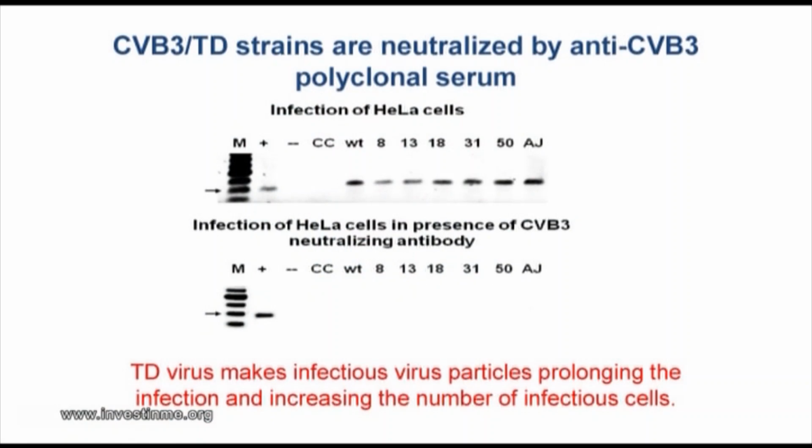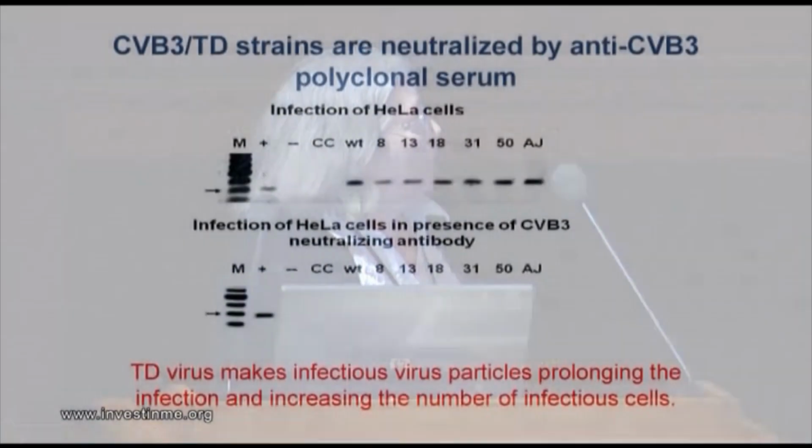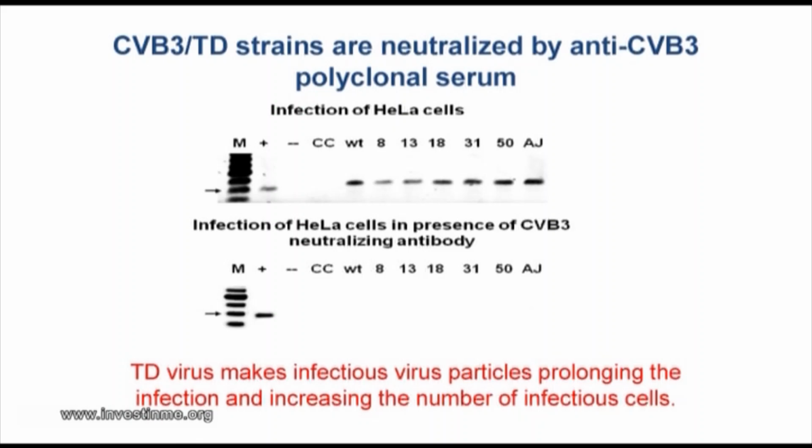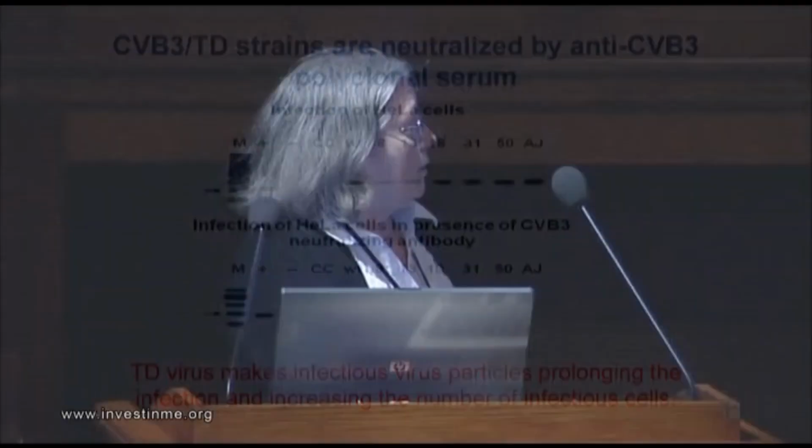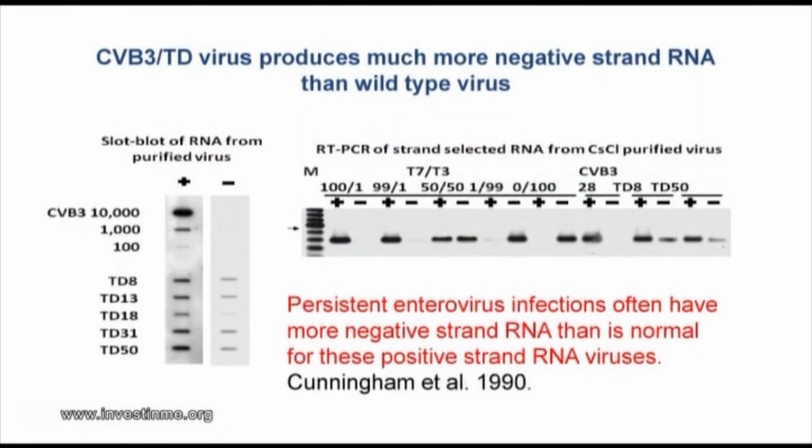However, these do produce viral particles. We use neutralizing antibody to show that in these cultures, viral particles were actually being produced that could infect new cells. And the reason that it's important that they do produce viral particles is because you can have an ongoing infection with the virus. Even though it's producing virus at very low levels, it continues to produce those viral particles. And that way you can have a prolonged infection.